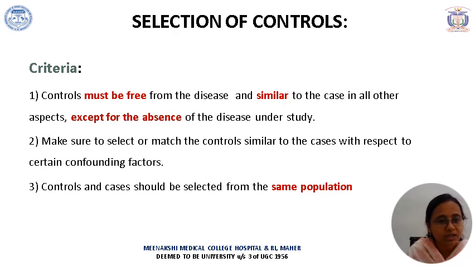So the controls must be free from the disease but should be similar in all other aspects, except for the absence of the disease. Because if we select the same, we won't be able to distinguish the difference between the cases and the control, but the rest of the factors should be similar. It should match the cases, and it should be selected from the same population.